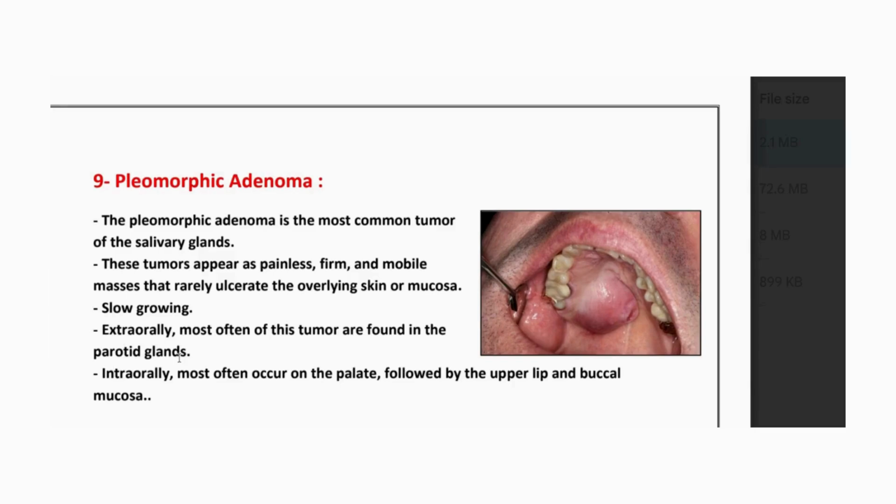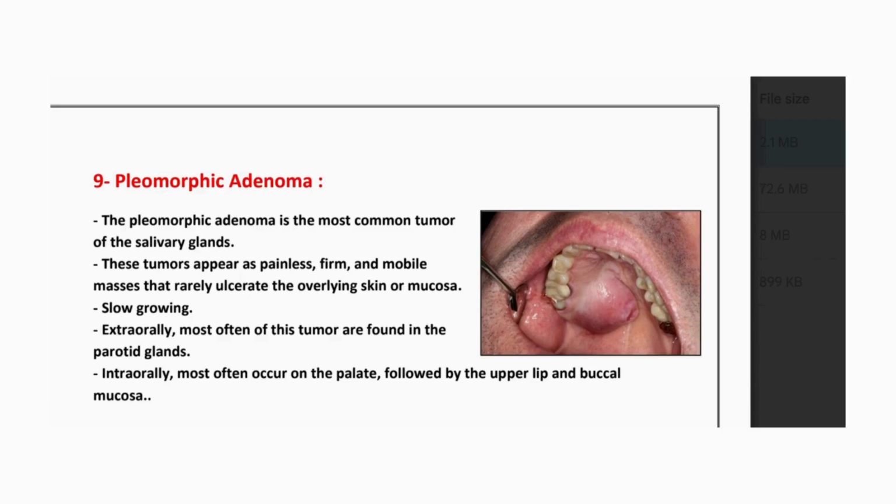How does it present extraorally? It is most often the tumor which is found in the parotid. You can see the patient is having abnormal extraoral features which may be bothering the patient, but it's not giving him or her any pain. And intraorally, most often it occurs on the palate, followed by upper lip and buccal mucosa. So you should know about all these things.